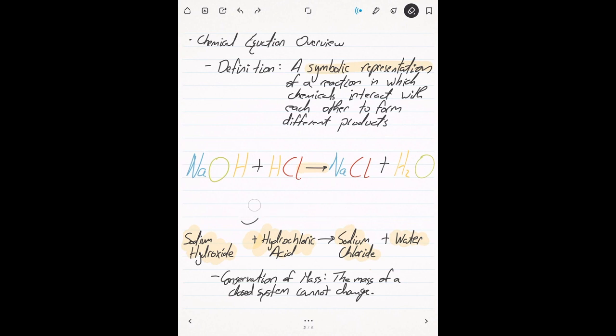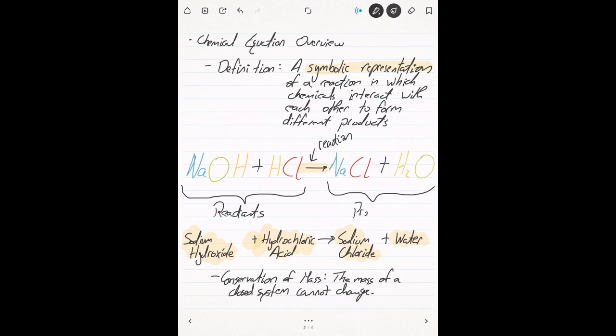There are a couple of vocab terms I want us to talk about really quick, and that is how we further describe what's going on here. You'll oftentimes hear these chemicals, these compounds, these elements, whatever you want to call them, that are reacting together called the reactants. These are the reactants, the things that are reacting together. And after the reaction, meaning something's happened, you get these, which are called the products of the reaction, okay?